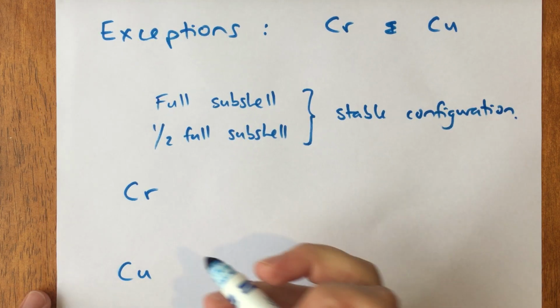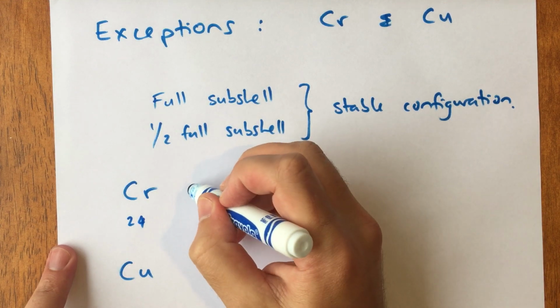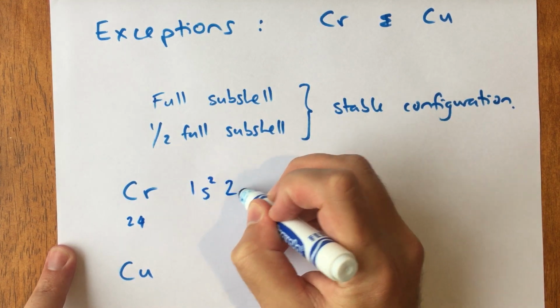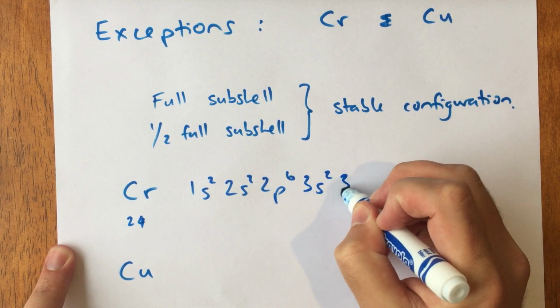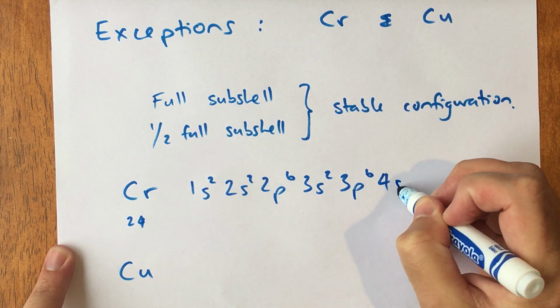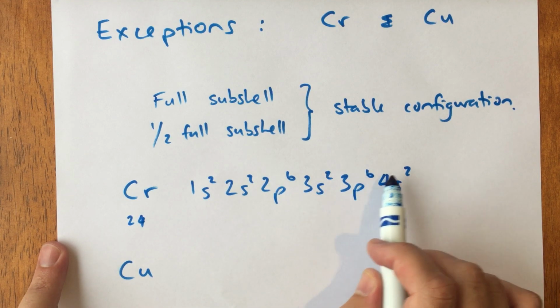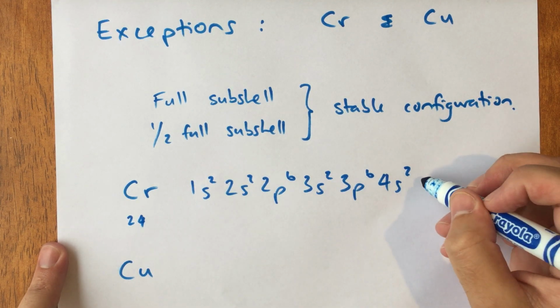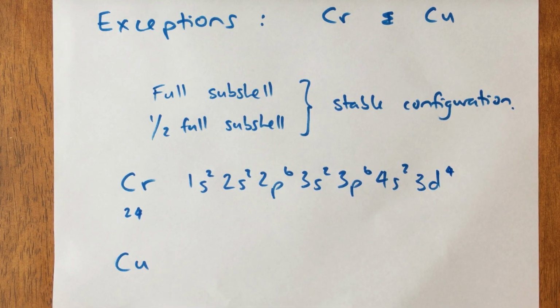Chromium has the atomic number 24. So that means its electron configuration should be 1s2, 2s2, 2p6, 3s2, 3p6, 4s2. How many have I used there? 2, 4, 10, 12, 18, 20. Still 4 to go. 3d4. That's what its configuration should be. But it's not. It's an exception to the rule.